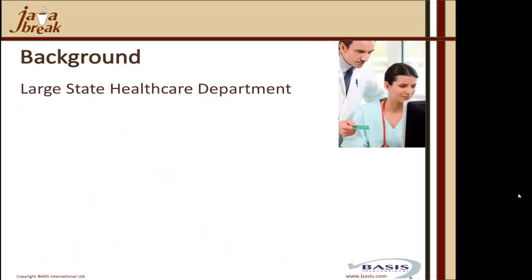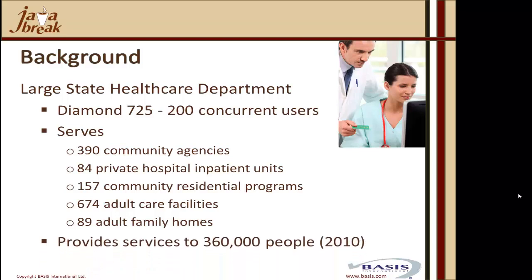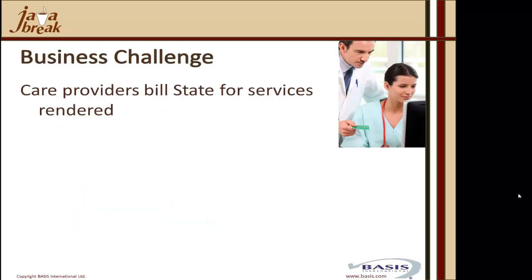So let's look at the background to EMS's customer. It's a large state healthcare department. Running Diamond 725, they have approximately 200 concurrent users, and that serves 390 community agencies, 84 private hospital inpatient units, 157 community residential programs, 674 adult care facilities, and 89 adult family homes. What does that all represent? That represents a pool of 360,000 people, based on 2010's numbers, who have services provided to them by the state.